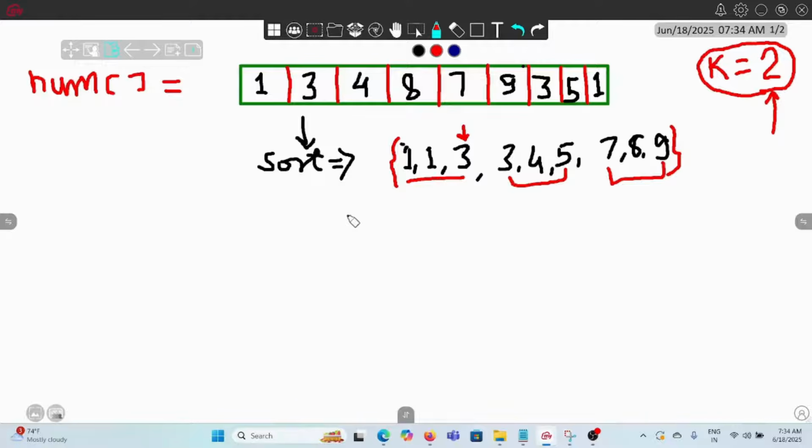So basically this is n by 3 size. These are the n by 3 different arrays, each array of size 3. So this is what we have to do. Now here the difference is the main thing.